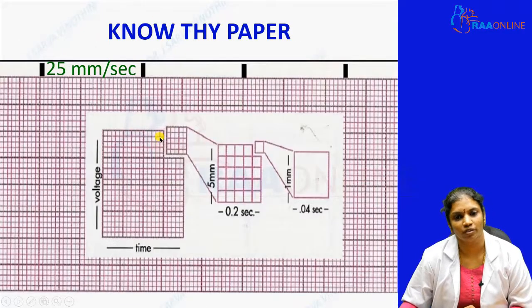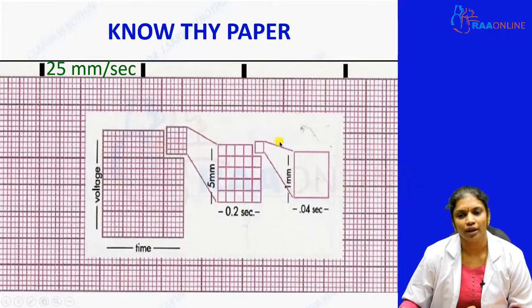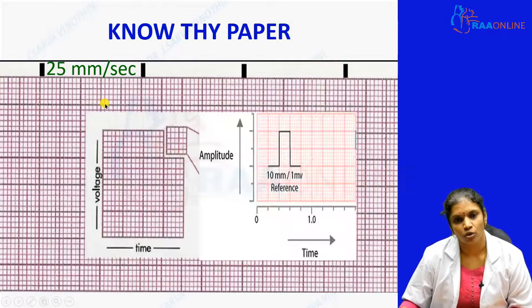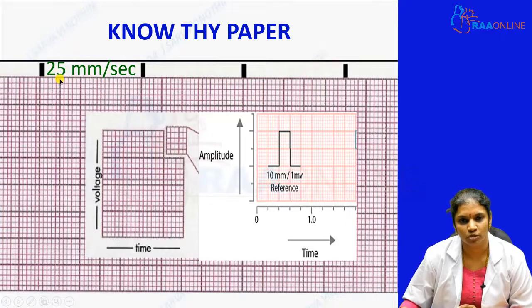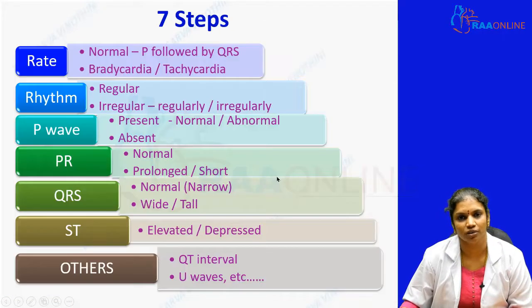Before knowing to interpret the ECG, we should know to interpret the ECG paper also. Each small square represents a duration of 0.04 seconds and each large square represents a duration of 0.2 seconds. The sweep speed of an ECG paper is around 25 millimeters per second. We should also look for the standardization of the amplitude. Usually 10 millimeters represent 1 millivolt of amplitude. So we should always look for the sweep speed and the amplitude standardization before interpreting the ECG.